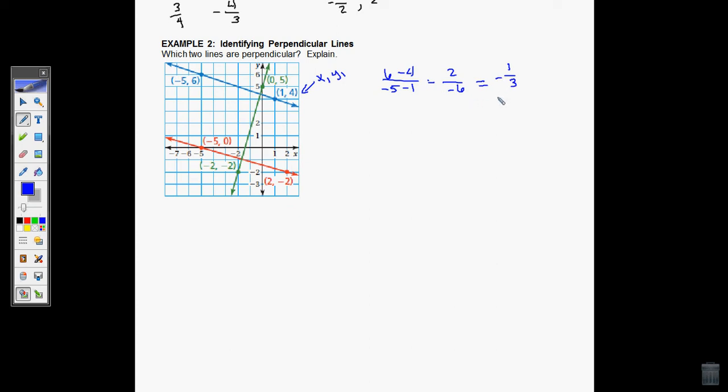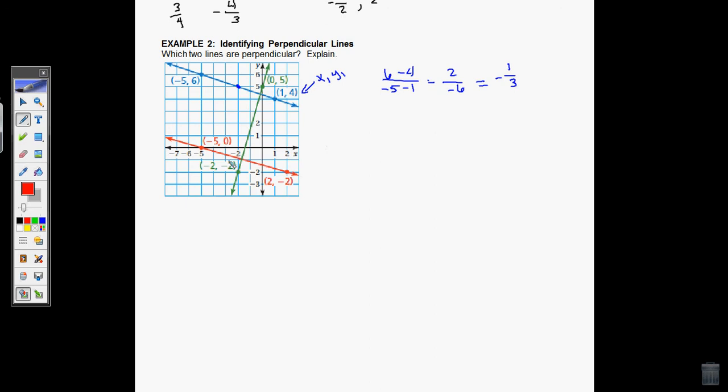Does that make sense? It's always a good thing to ask yourself, does what I did make sense? And let's see, this looks like it's decreasing from left to right, so negative slope, that looks good. And is it going over 3 and down 1? Let's see, over 3, down 1, over 3, down 1. Yeah, it does, because it looks like it crosses right here as well. So there's two movements of the slope between those two points. Very good. Now let's look at the red one.